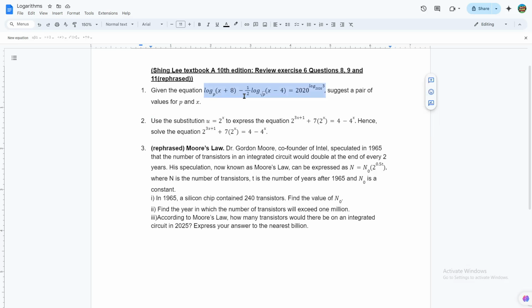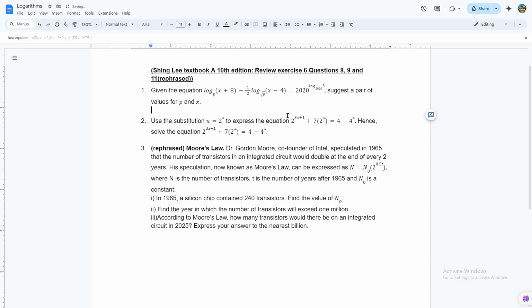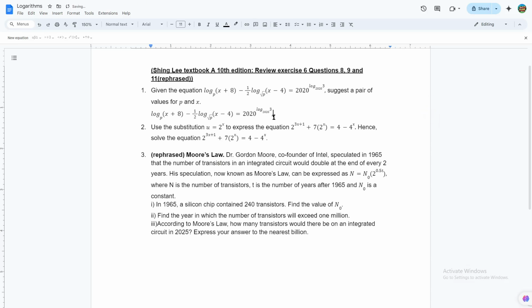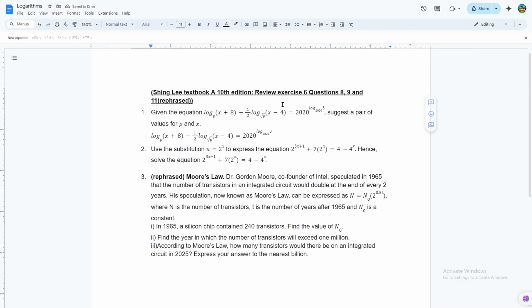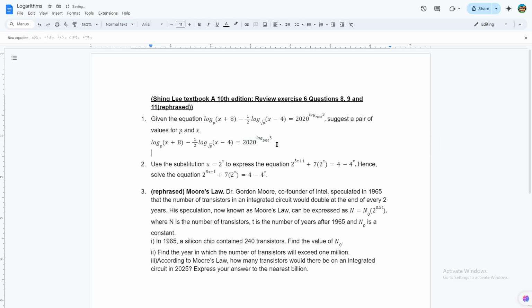So firstly, we must write the equation out again, as this will be part of our presentation. Next, we can see that 2020 to the power of log base 2020 of 3 will equal 3. So we can write that down.